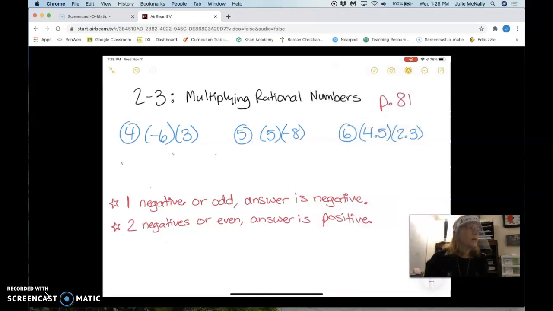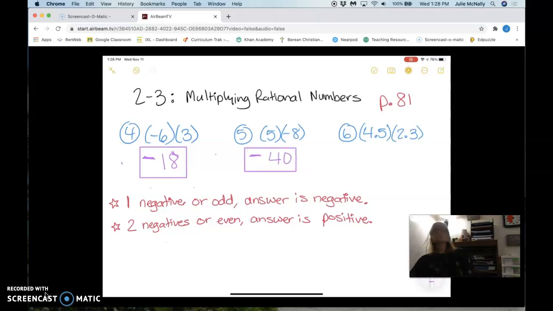So negative 6 times 3. How many negatives do I have? 1. So my answer is going to be negative. Good. And then 6 times 3 is 18. So negative 18 is the answer. Good. How about number 5? 5 times negative 8. 1 negative, so the answer is going to be negative. And 5 times 8 is 40. It is negative 40. Excellent.